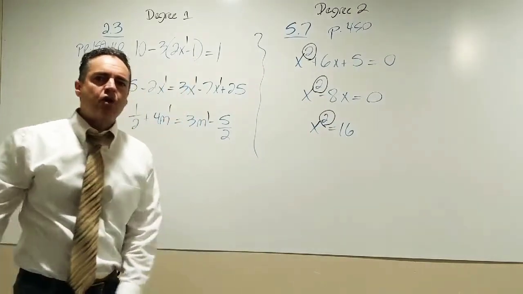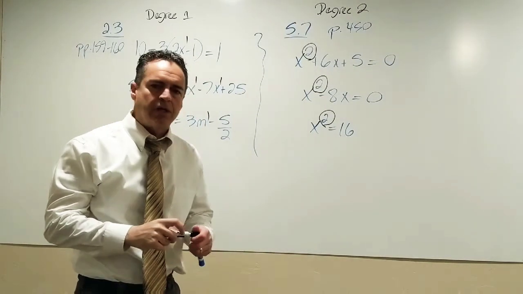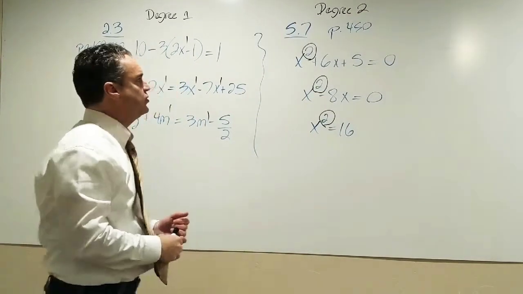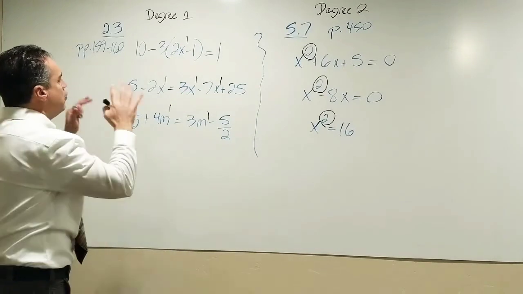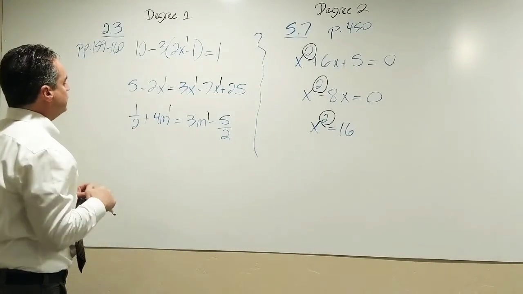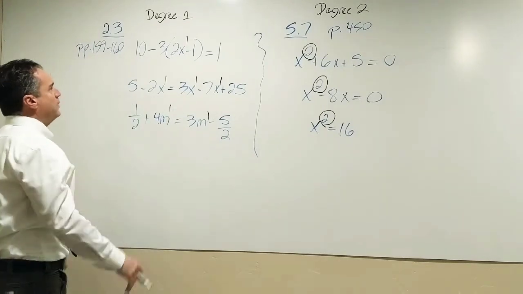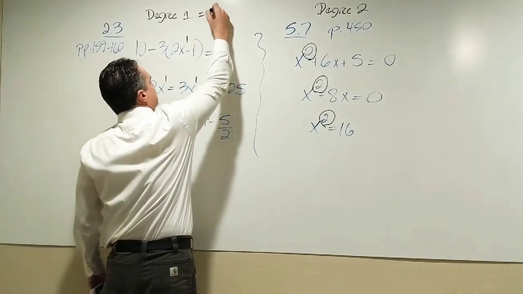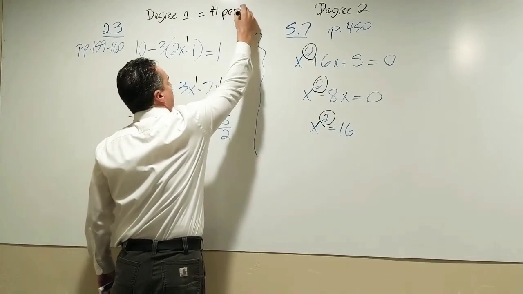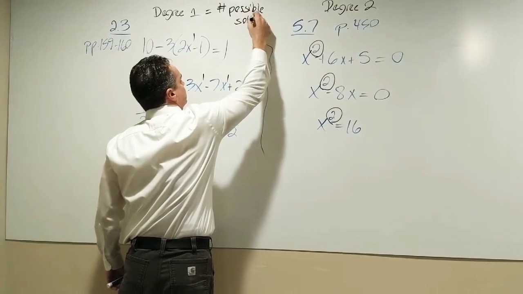Alright, now I'm going to take your knowledge a step further today. If you did that reading, I'm going to take you to a higher level of learning, so check it out. Okay, degree 1 equations, all the variables have a maximum degree of 1. And this equals the number of possible solutions.